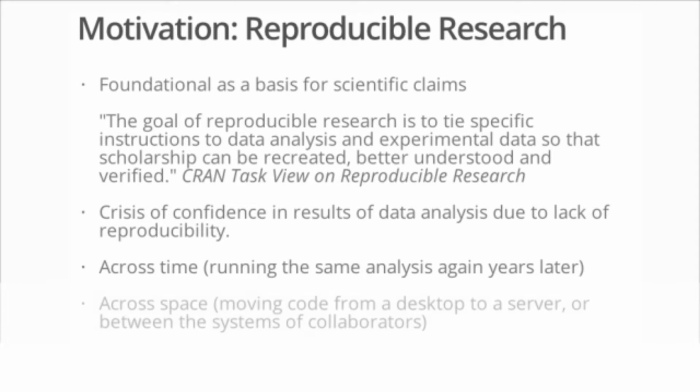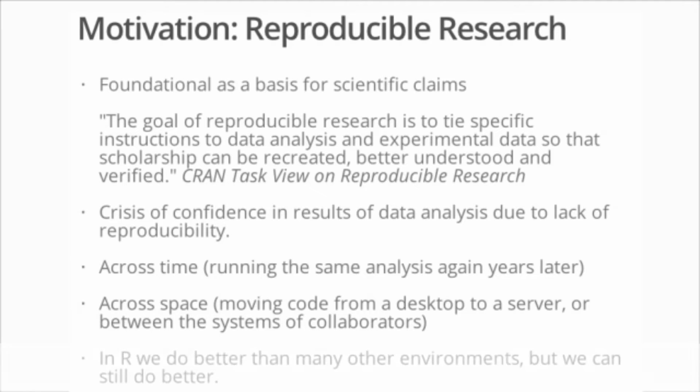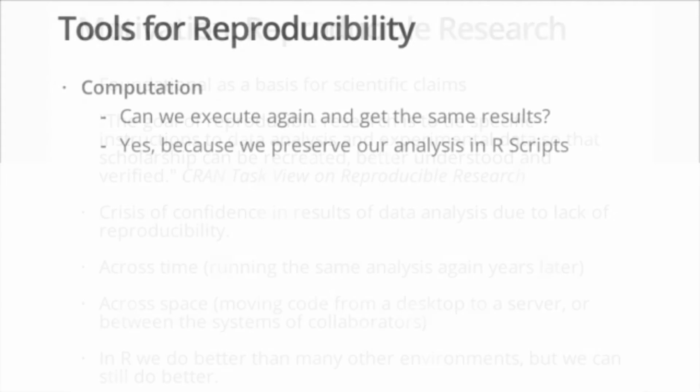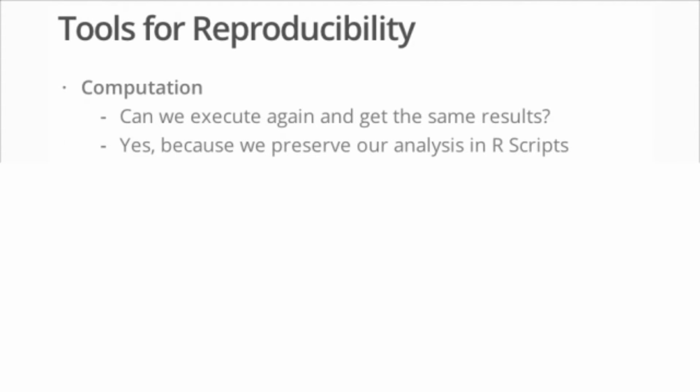But there's also across space. David addressed this quite a bit: I want to move code between collaborators on a project, and we need to make sure we're in sync. Or I need to move code from my desktop where I'm developing it to the place where I'm putting it in production. So we want to make sure we can always reproduce things across time and across space. And I think R intrinsically does pretty well at this, but I think we can do significantly better. As David pointed out, there are some holes in how things work now, and I think a lot of improvement is possible. So we think about the various dimensions of reproducibility.